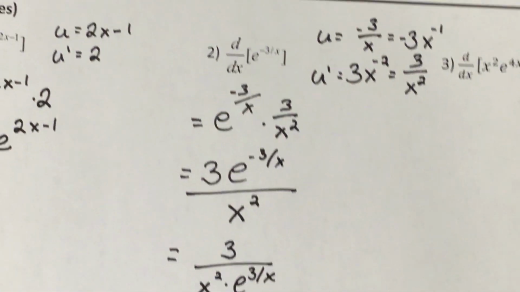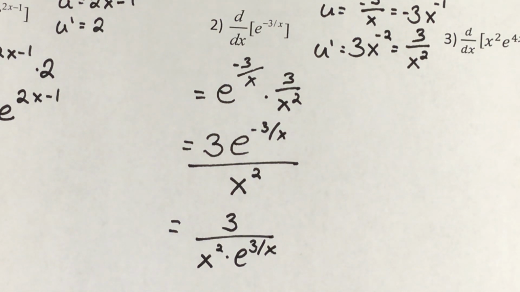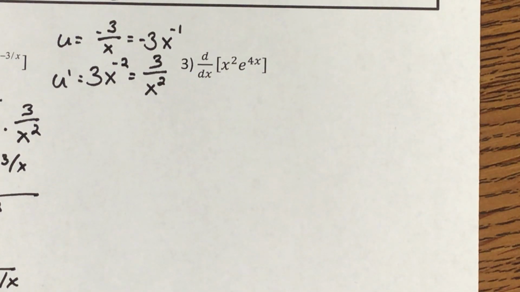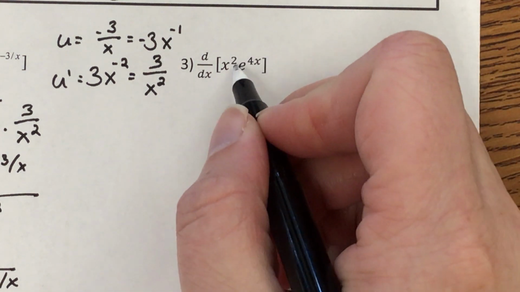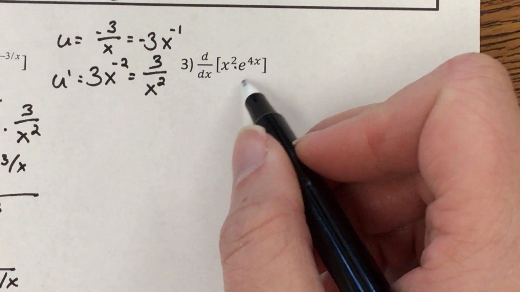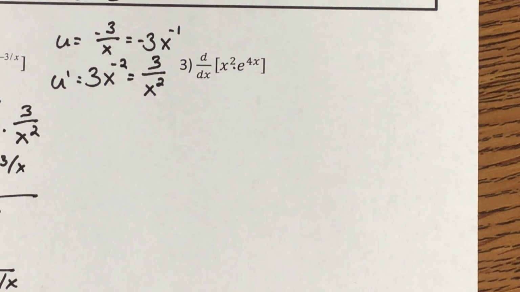So any of these options is a viable answer, which means that any of them could show up on multiple choice, and you just have to understand that they're equivalent to each other. Number 3, the derivative with respect to x of e to the 4x times x squared. This is a product rule problem. So we'll have to take the derivative of x squared and the derivative of e to the 4x and kind of work around with this stuff.